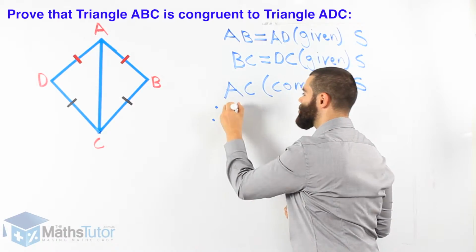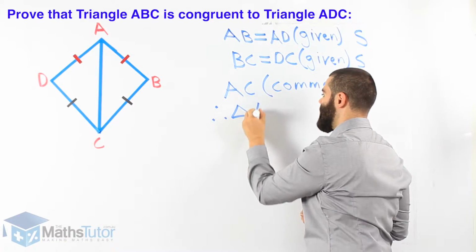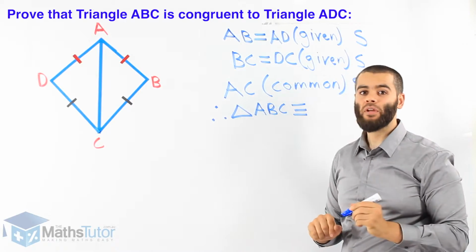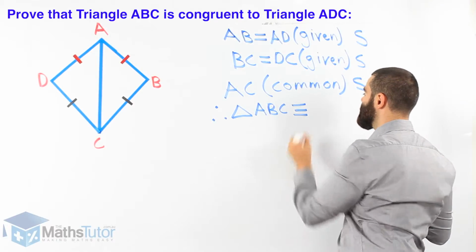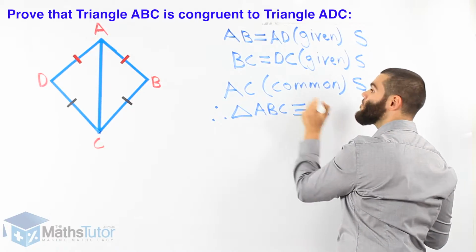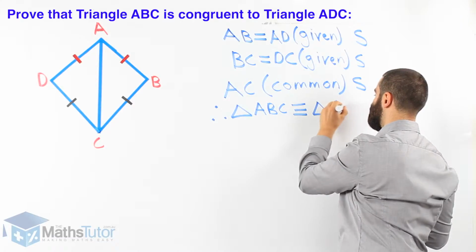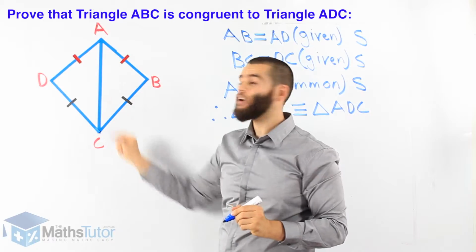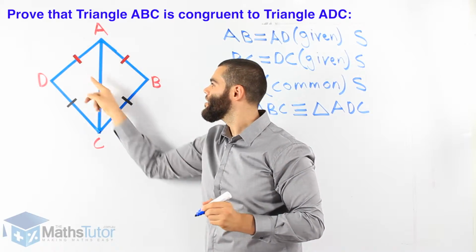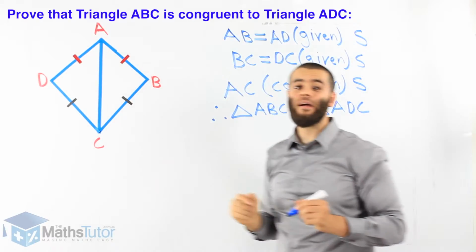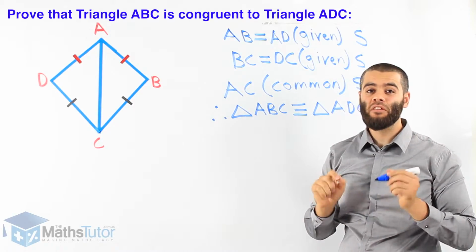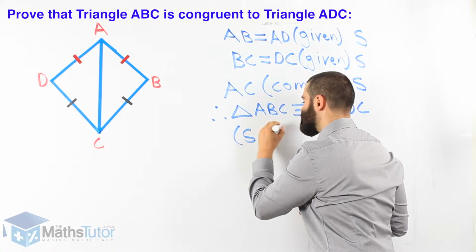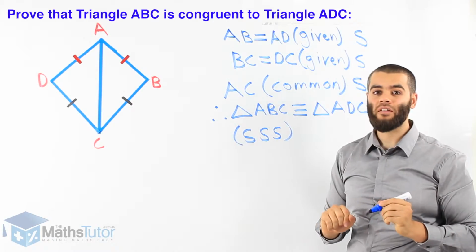Therefore, triangle ABC is congruent, we have the 3 lines showing the congruent symbol, to triangle ADC. So this triangle and that triangle are the same shape. They are the same size. So now we write our condition S, S, S. Very important that we write it down.